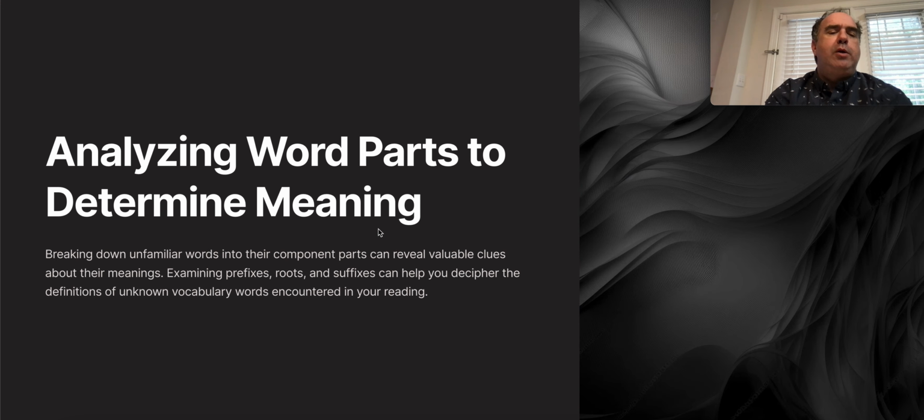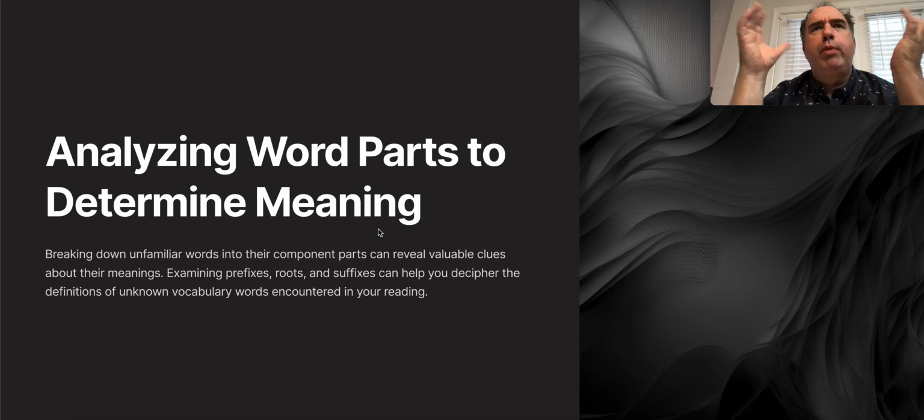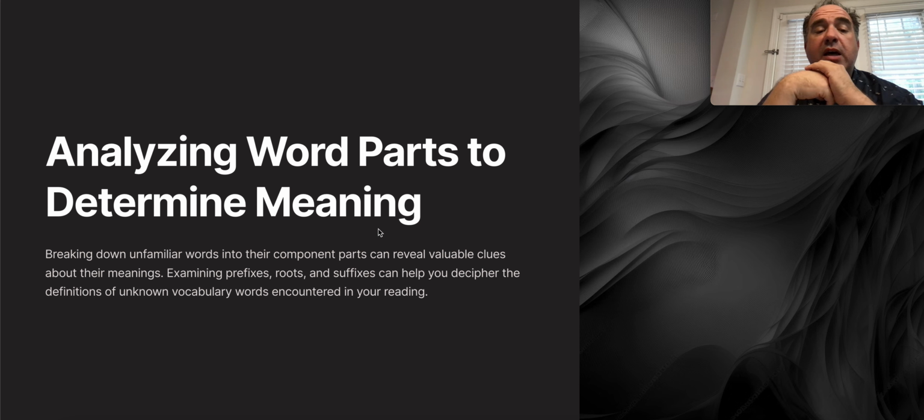Also, analyzing word parts to determine meaning. Breaking down unfamiliar words into their component parts can reveal things. So, for example, the word organic. Well, what word's in there? Organ, origin, beginnings. So something like that. You can start to look at it like that, or you can break it down and think about words that are similar families. Roots and suffixes can help you decipher words you don't know.